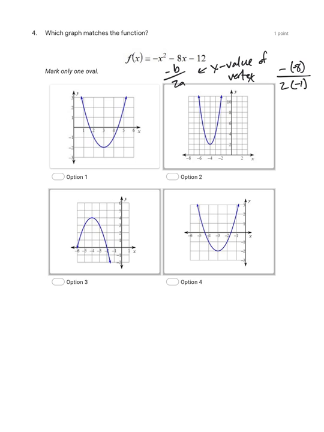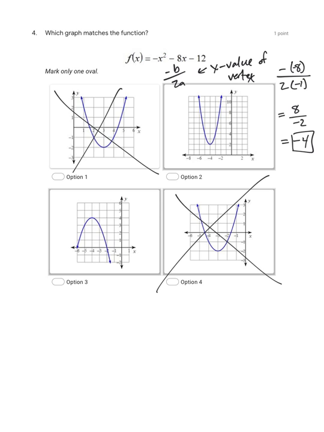A lot of negatives going on here, but just be careful. I've got 8 over negative 2, which is negative 4. So the x value of the vertex is negative 4. So that excludes this option and this option because this is the point 3, negative 2. This is the point negative 3, negative 2. That leaves just option 2 and option 3.